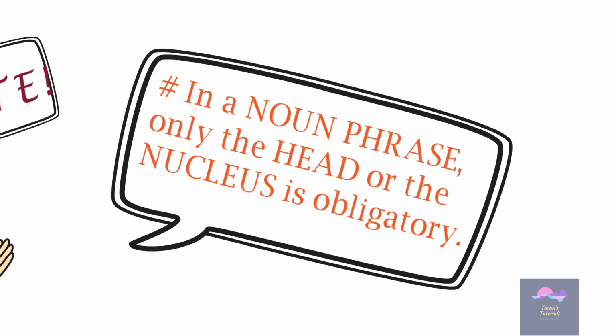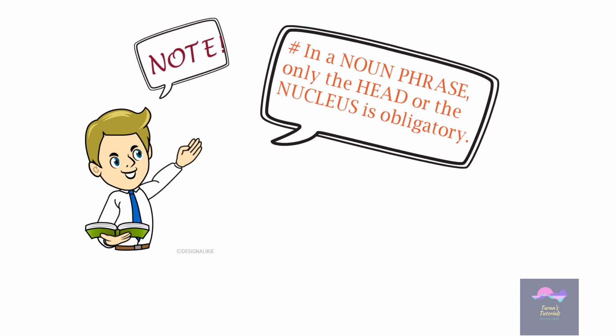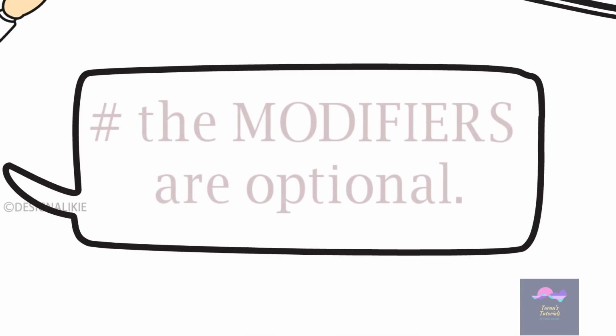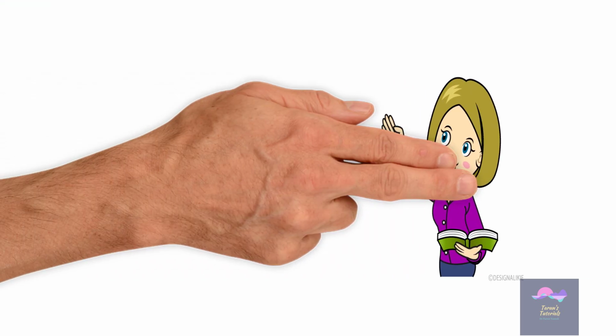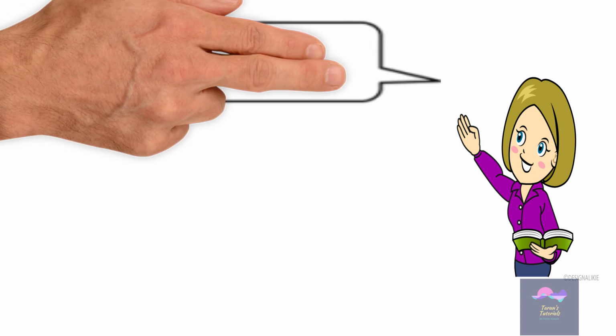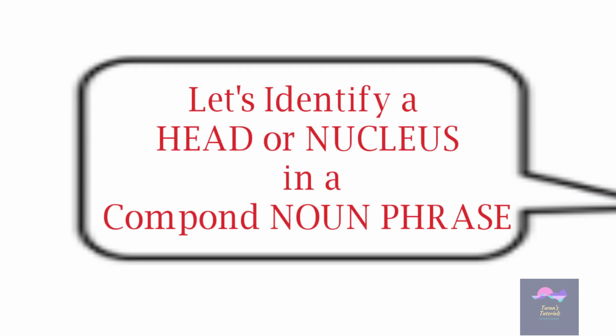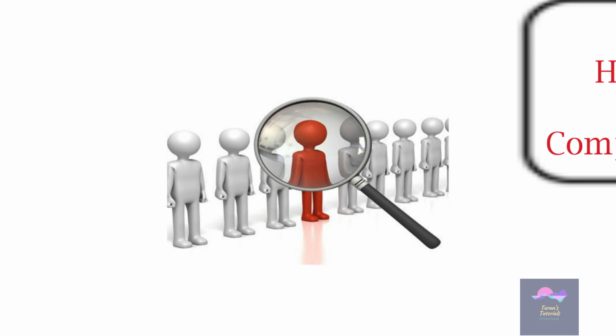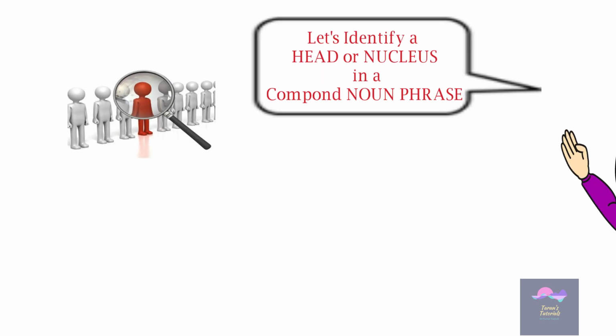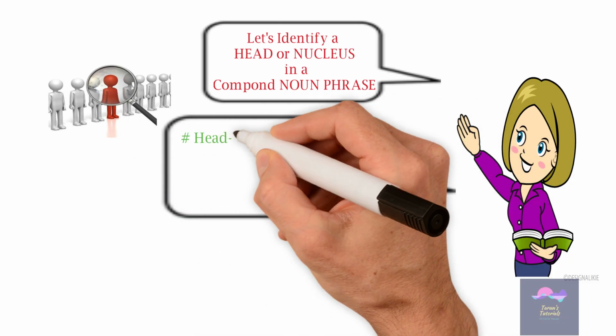In other words, we cannot form a noun phrase without its head or nucleus. The modifiers are optional or non-essential elements. They may or may not be a part of a noun phrase. In subject-verb agreement, it is important that we identify the head or the nucleus in a compound noun phrase. How do we identify the head or the nucleus in a compound noun phrase? To identify the head or the nucleus, we have to look at the three different types of noun phrases.